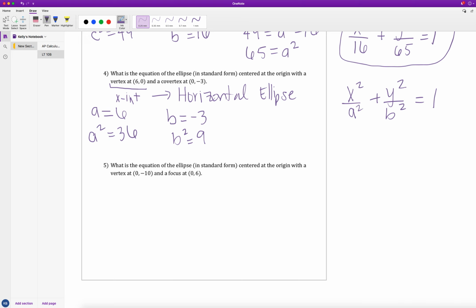Now in this example, I have everything that I need right off the bat. I can start filling in that equation, and I get x squared over 36 plus y squared over 9 equals 1. There was actually no need to go ahead and find the foci since they gave us the vertex and the covertex. So we had all of that information already.